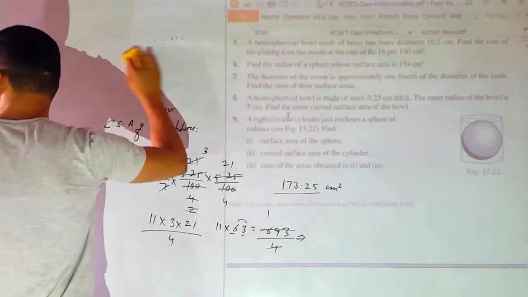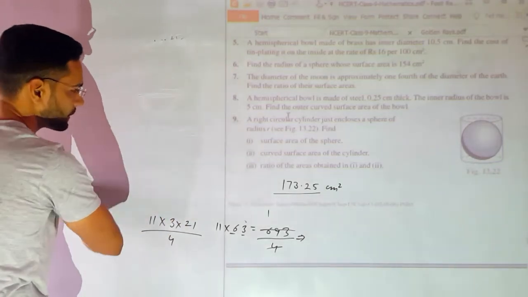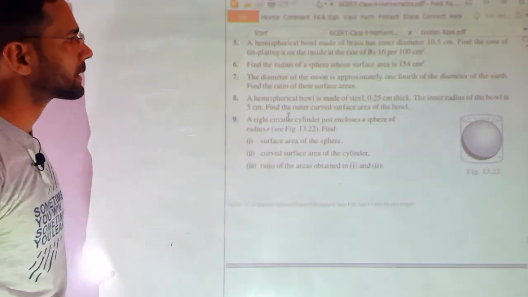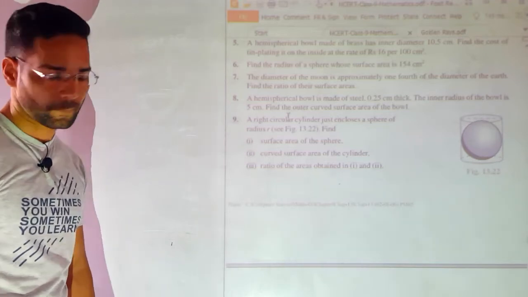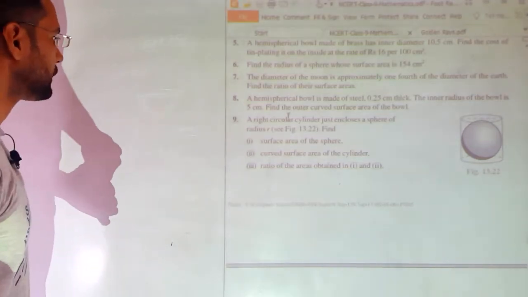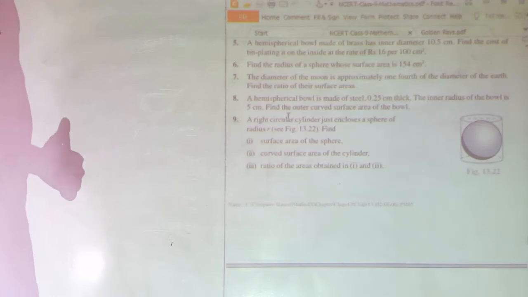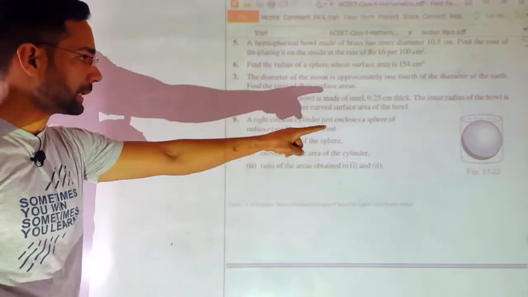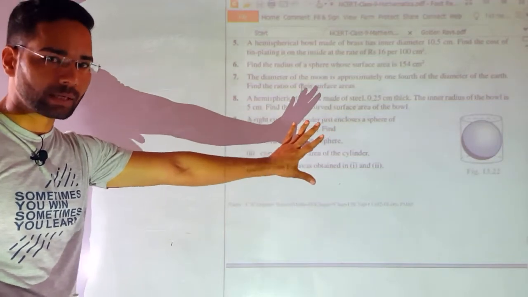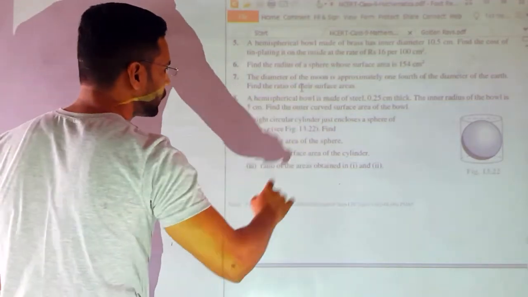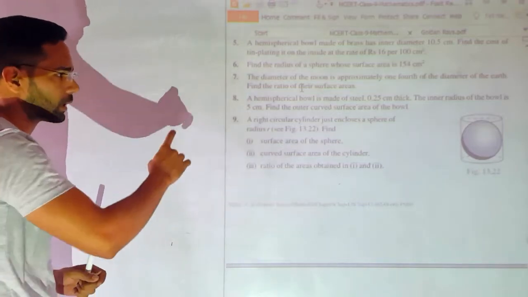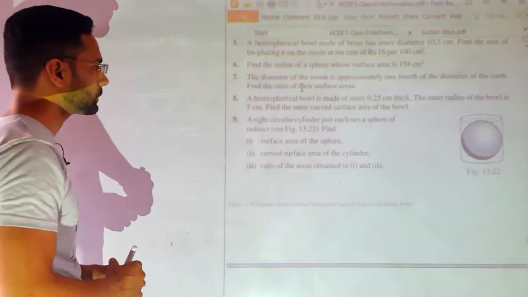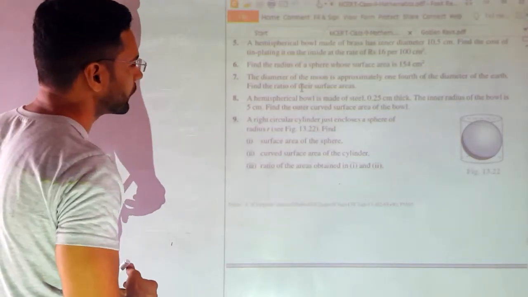Okay. Now question number 9, and this is the last question for today of exercise 13.4. A right circular cylinder just encloses a sphere of radius r. Find the surface area of the sphere. Very easy.